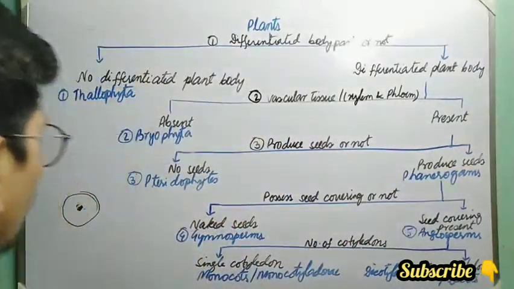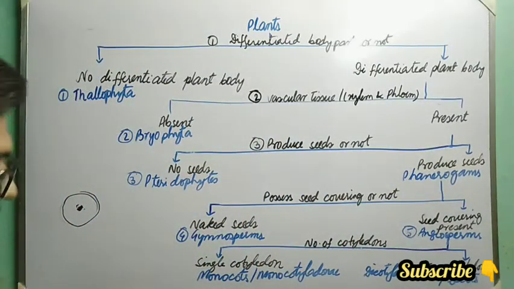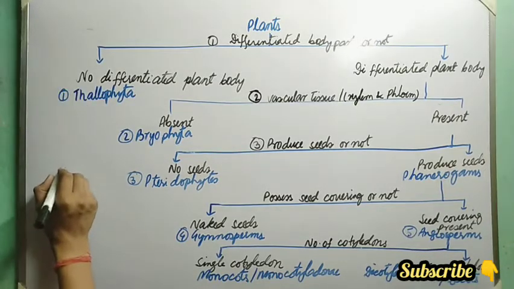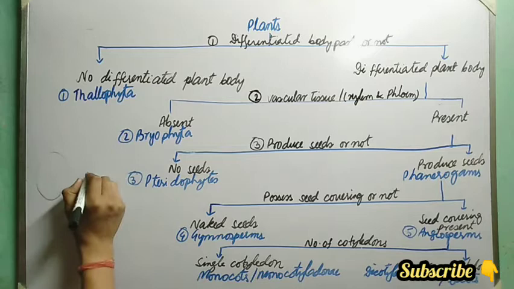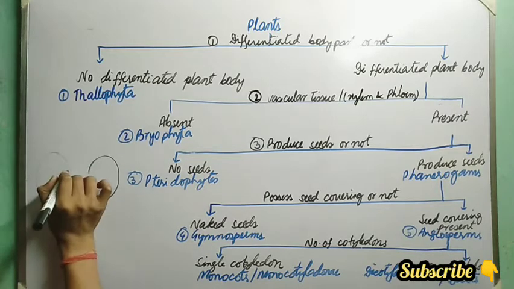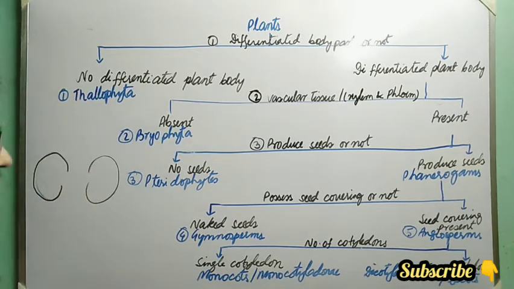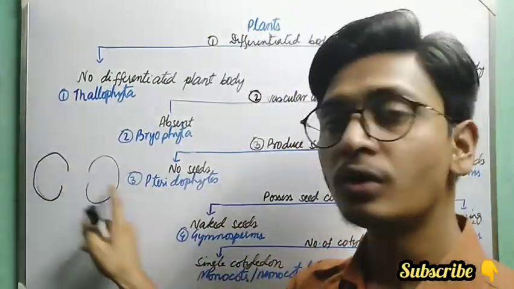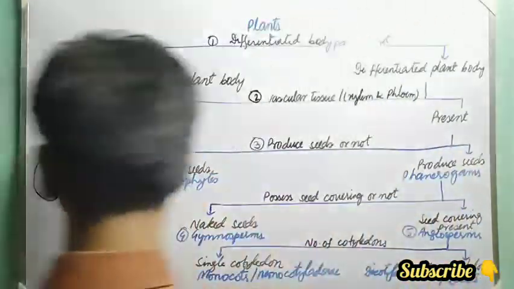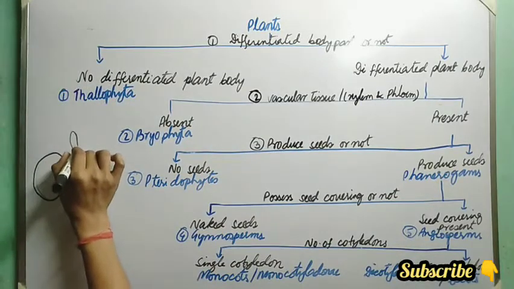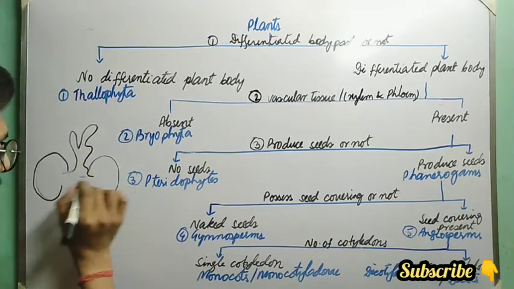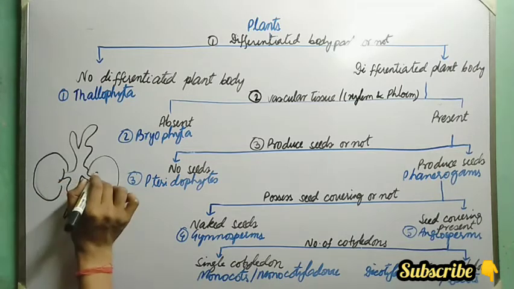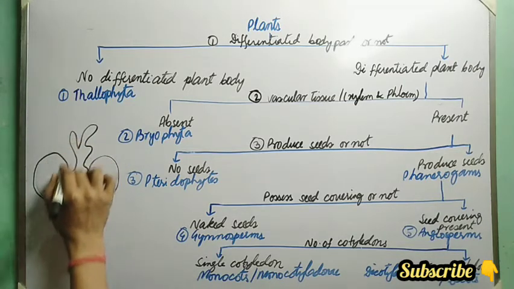So here we have seen some plants, some seeds, like a bean seed. Suppose this is a bean seed. When we open the bean seed, we will be able to see that there are two cotyledons. These two are the cotyledons, and here in between, in the middle, there will be one embryo. So this is the embryo, and this portion is the embryo.